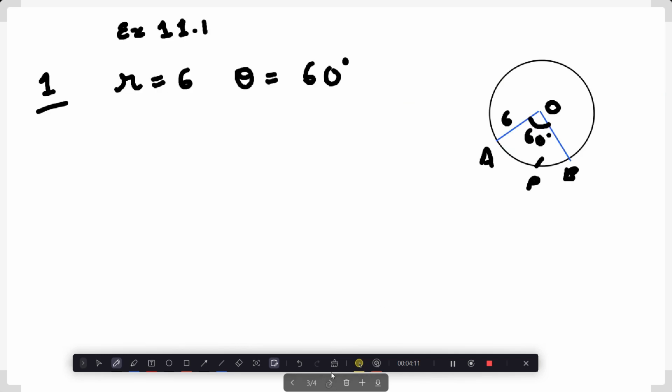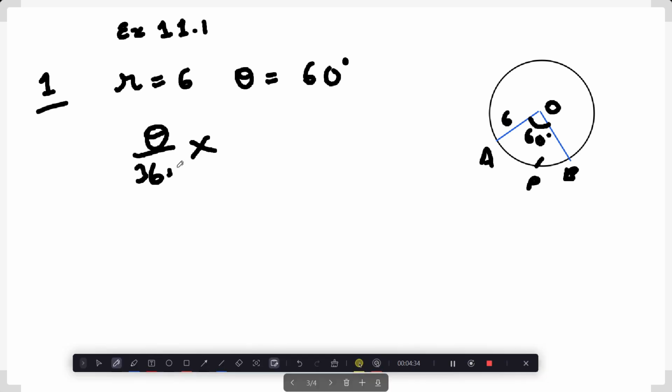So with this knowledge in hand, we are moving on to the questions. Directly to the questions, there isn't much to ponder upon here. It's a very simple unitary method that we are using. So now, radius is 6, theta is 60. This is the first question. We have to find out the area of the segment AOPB. What is it?